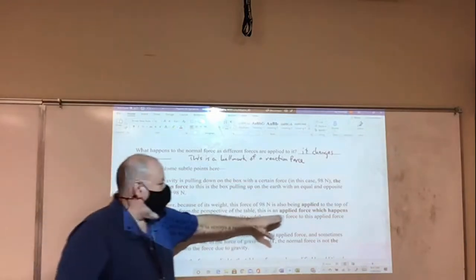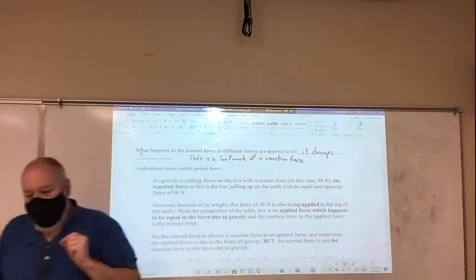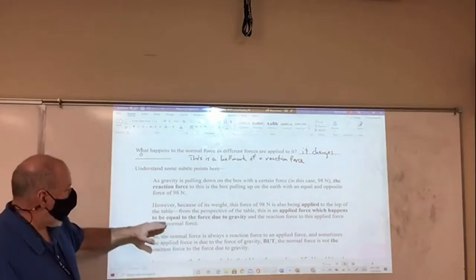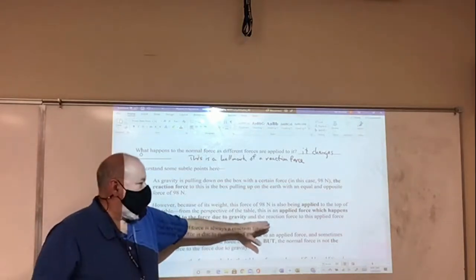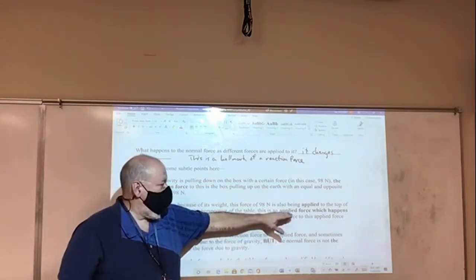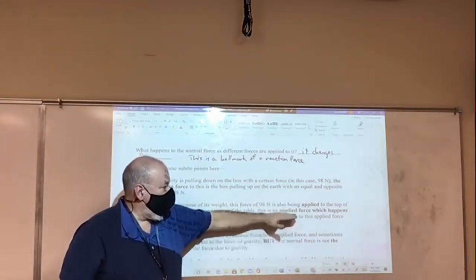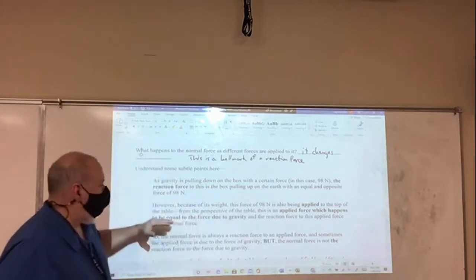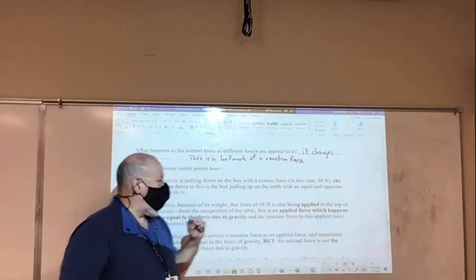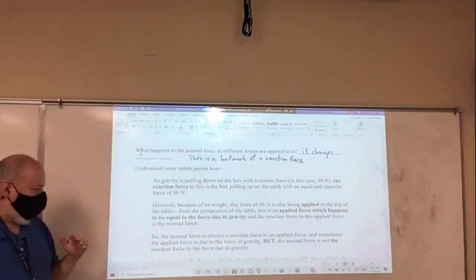From the perspective of the table, this is an applied force. The box is exerting an applied force on the tabletop, which happens to be equal to the force due to gravity. Okay? That force on the box, that 98 Newton force due to gravity, is also being applied to the tabletop, and the normal force is the reaction force to this applied force.